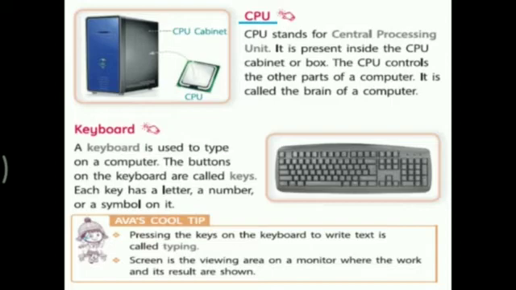Right? Next we have keyboard. A keyboard is used to type on a computer screen. The buttons on the keyboard are called keys. Each key has a letter, a number, or a symbol on it. A keyboard is a board on which a number of keys are present for typing, right? A tip: pressing the keys on the keyboard to write text is called typing. The screen is the viewing area on a monitor where the work and its results are shown, right?